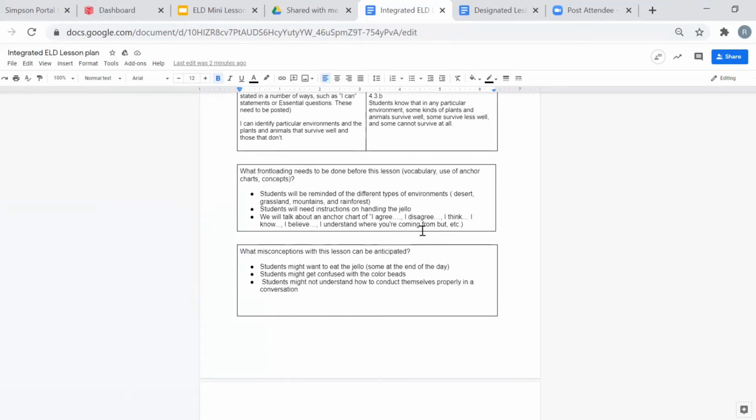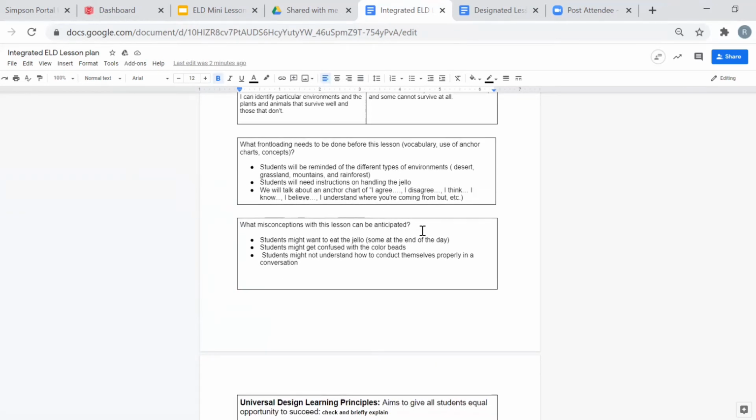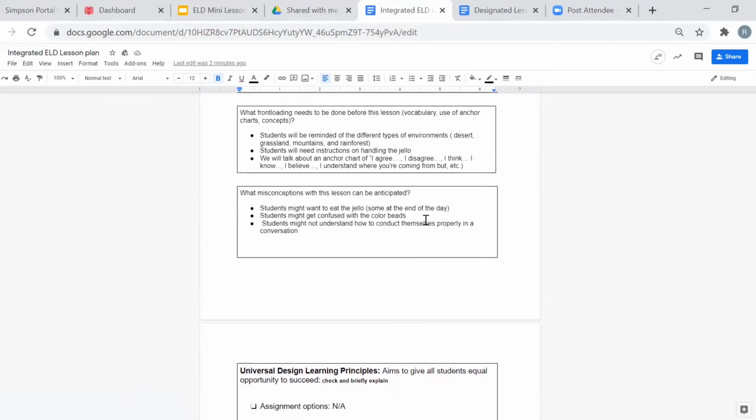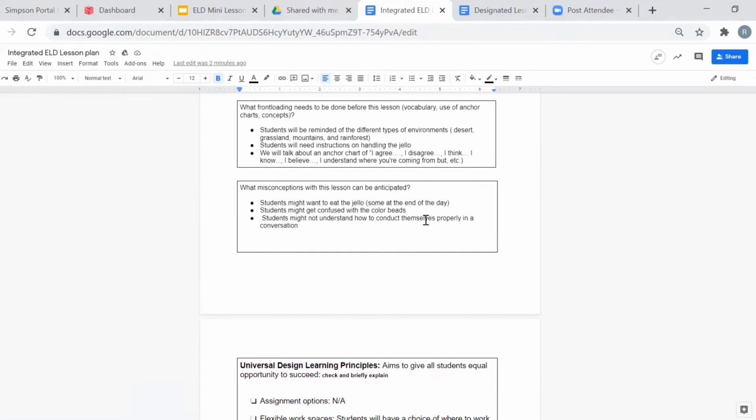And I will also talk about our anchor chart that we have worked on in previous lessons as well, which includes the statements of I agree, I disagree, I think, I know, I believe, I understand where you're coming from, but, and etc. And these will all have to do with refuting or agreeing with inferences or claims made.